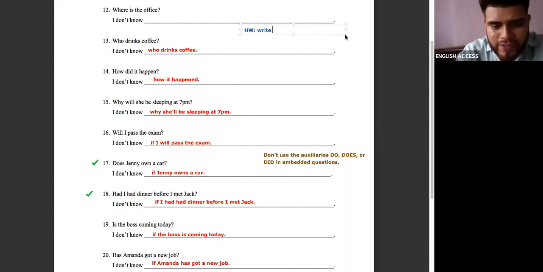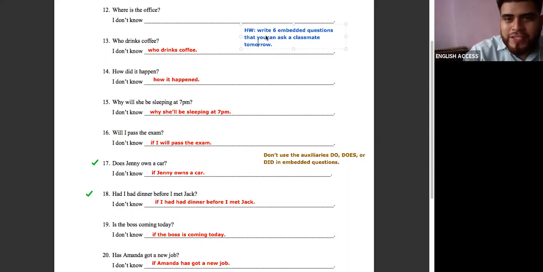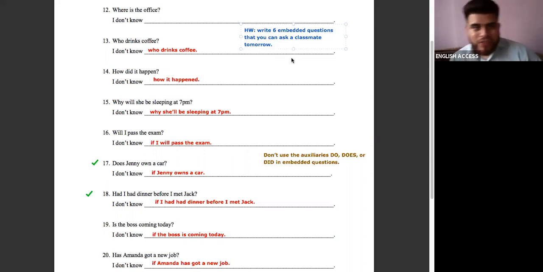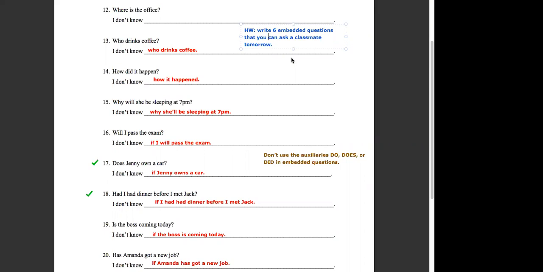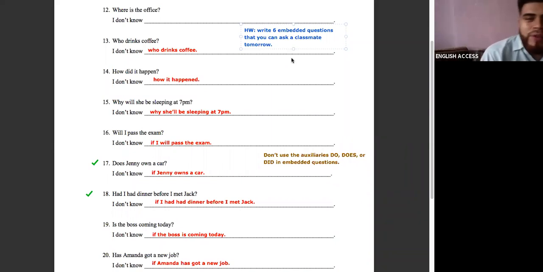For your homework, I want you to write 6 embedded questions that you can ask a classmate tomorrow. Your classmate has to be able to answer it. Don't say something like, "Do you know who my mom is?" Something that they can answer. Maybe they can say, "I don't know what the capital of Chihuahua is. I don't know what the capital of the United States is." Academic or general topics, anything. Okay. All right.